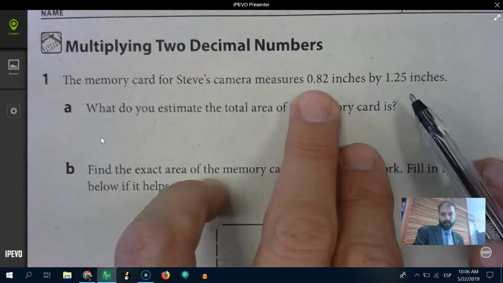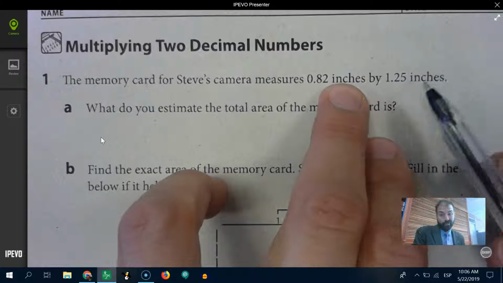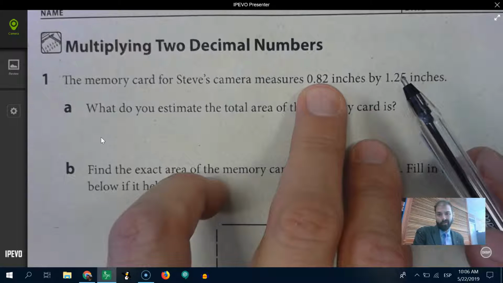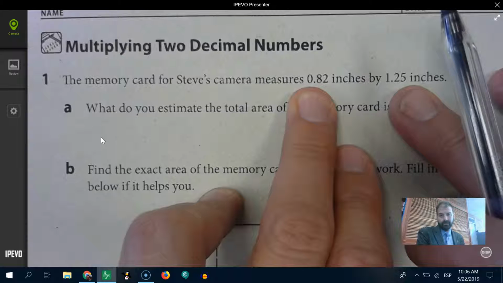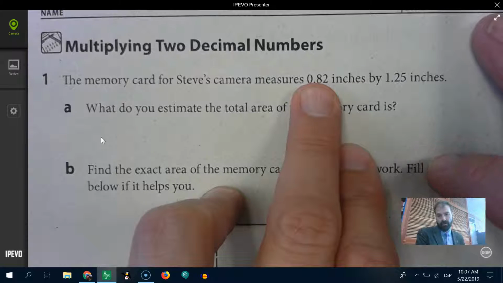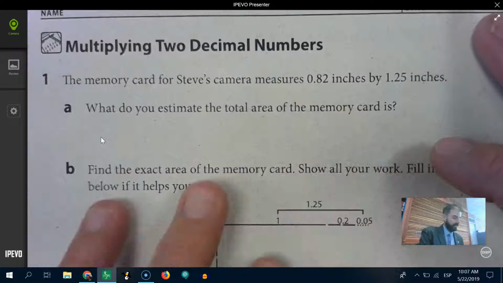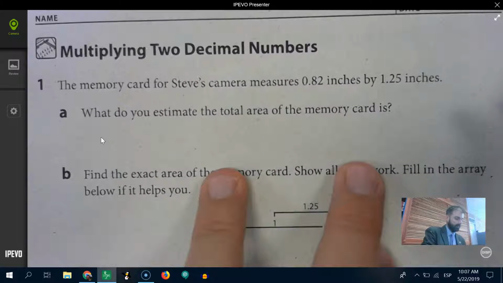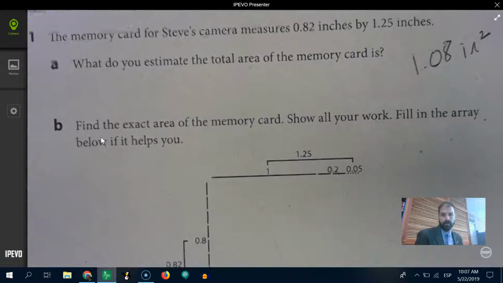So I'm going to be multiplying these, because when we find area we multiply the two dimensions. It's going to be inches squared. This is 1 1/4, almost 1, so I would say somewhere around 1 1/4. So a little bit less. What's in between 1 1/4 and 1? It would be 1 16ths, and 16ths would be about 0.08. I'll say 1.08. My answer is 1.08 inches squared.